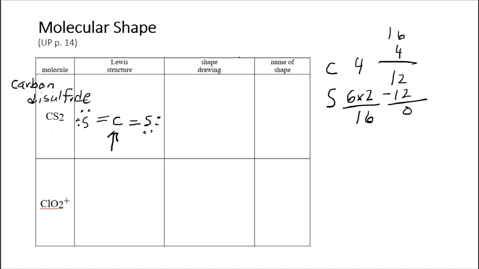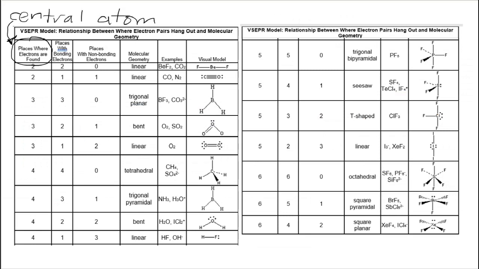Well, look, there are electrons found in this double bond on the right and electrons found in this double bond on the left. So that's 2 places where the electrons are found: 2 double bonds. Let's go back to the table. Places with bonding electrons is the next column. There are 2 places with bonding electrons. Places without bonding electrons: none of them were lone pairs. So what this says is that the molecular geometry is linear. And then it gives you an example of what the visual model might look like.